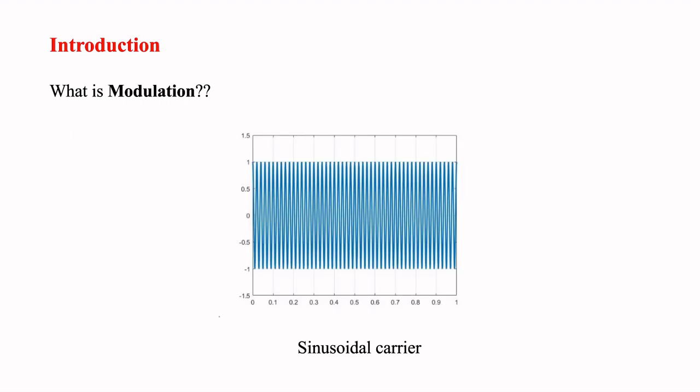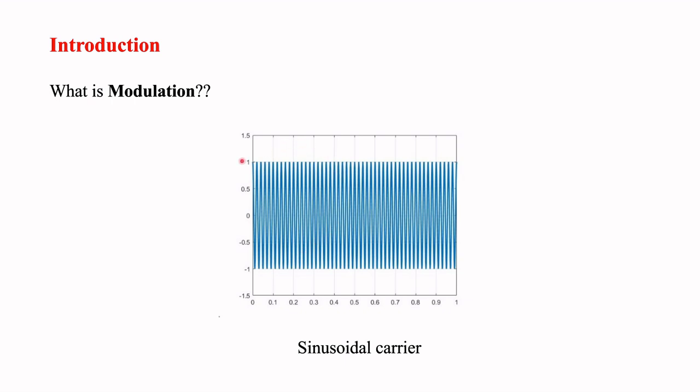Introduction. What is modulation? So basically, every communication system works at a specific carrier frequency. This could be in kilohertz, in megahertz, or even in gigahertz, like Wi-Fi and Bluetooth systems. And the idea of modulation is basically how we can put information or input signal on top of this carrier signal, like this example carrier signal here.